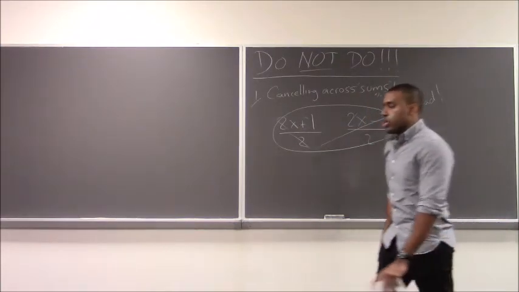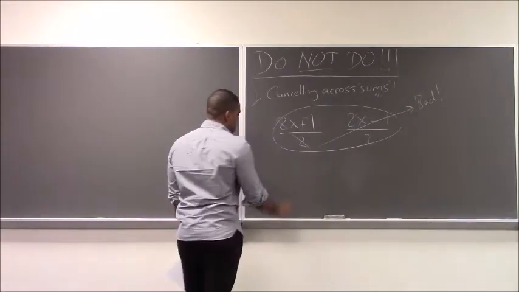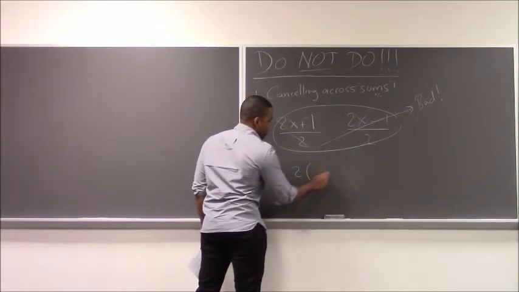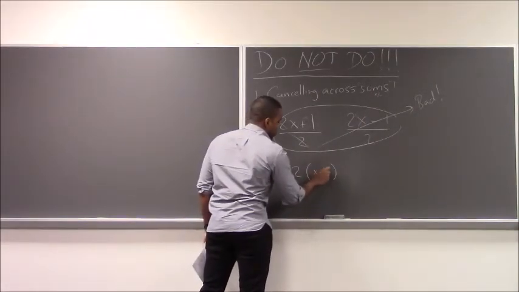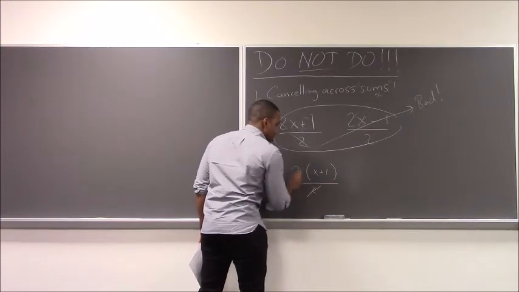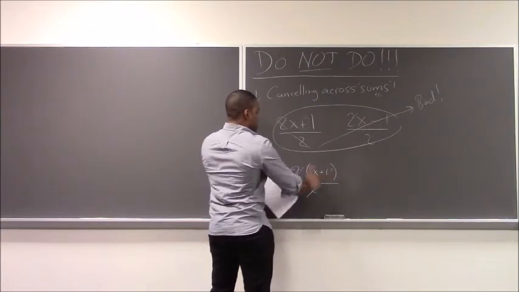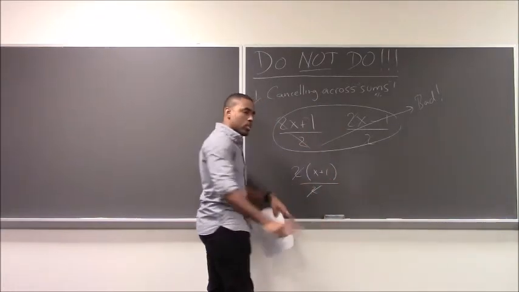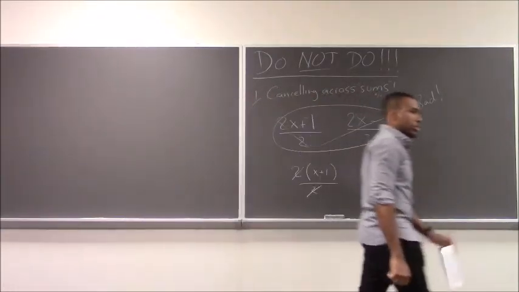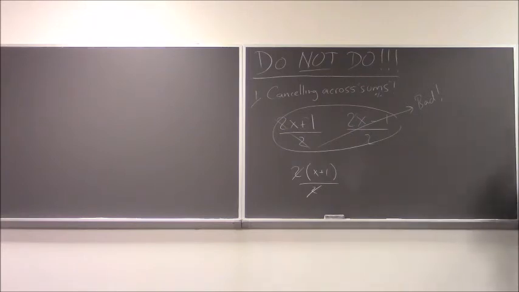You can only cancel across multiplication and division. So if you had 2 times the parentheses x plus 1 over 2, then that's okay. You can cancel it. But if there are pluses or minuses separating terms, you cannot cancel it. It is illegal, and I will punish you very heavily for it.